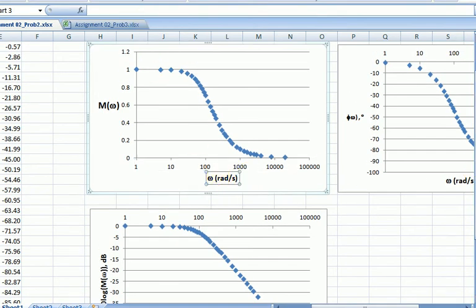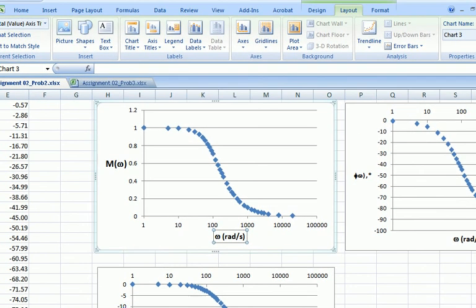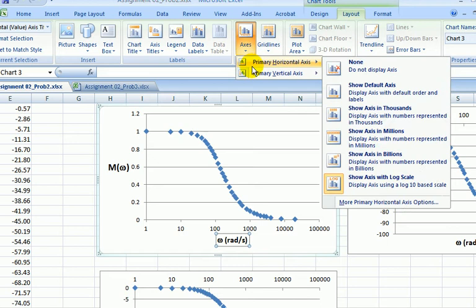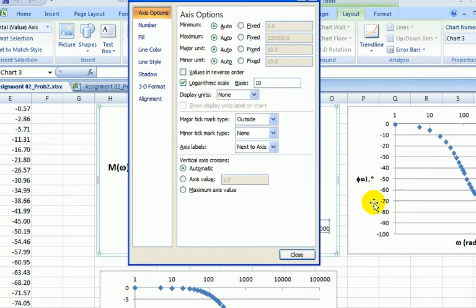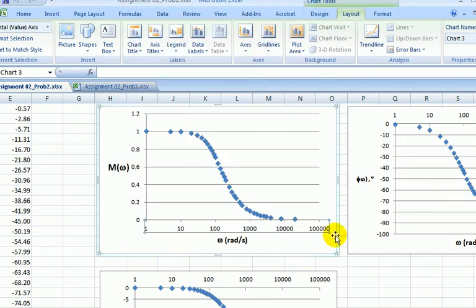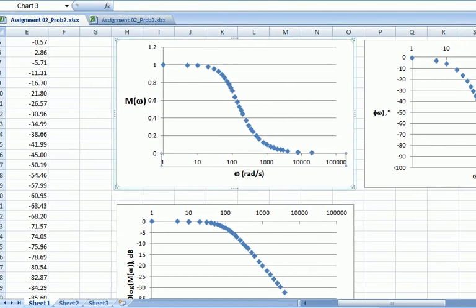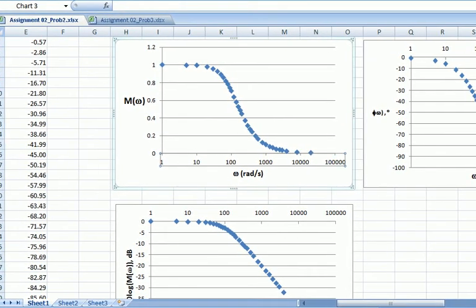I think you can also do that inside, for example, layout. You can also do that in layout, axis, primary horizontal axis, and more axis options. So you can also do that to pick this one here. Yeah, that's how you use Excel. All right, so that's the second question.